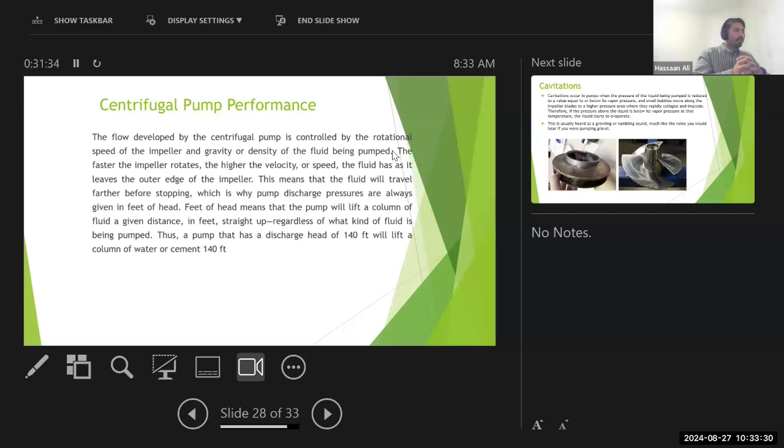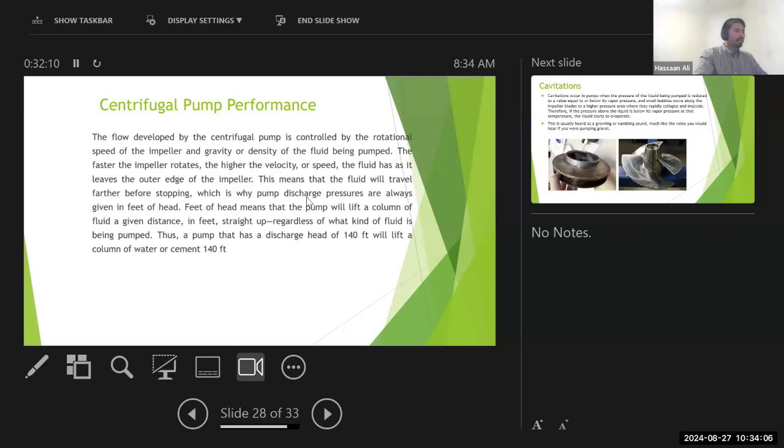And what will happen is that usually your pump discharge pressures are always given in feet. So one thing which you will hear in the pumping industry is head of the pump. By head of the pump, they are effectively telling you how much lift it can provide. That means, for example, if they say that the pump has a discharge height of 40 feet, it can pump the fluid all the way to 40 feet of vertical height. Very simplistic way of explaining it.